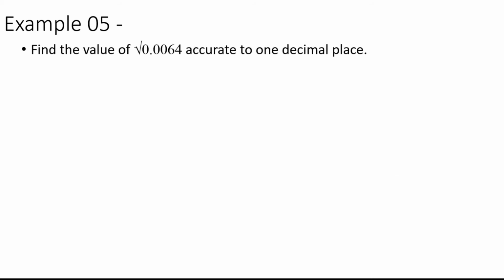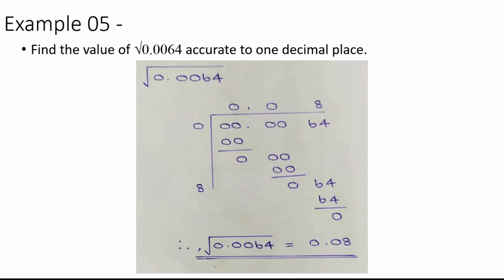Example number 5. Find the value of square root of 0.0064 accurate to 1 decimal place. So 0, in here you don't have to find the square value. Since it's 0 here, you write 0 here, 0 point, again 0, 0, that is 0, and 64, you bring it down, then 64 is a perfect square. 8 into 8 is 64, so you write 8 here. So the value of square root of 0.0064 is 0.08.